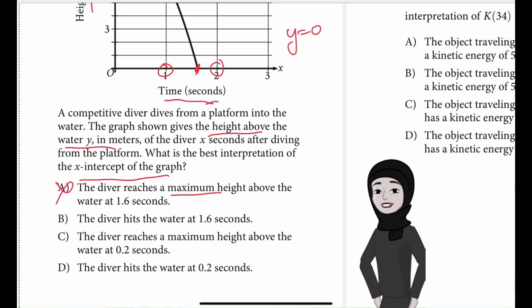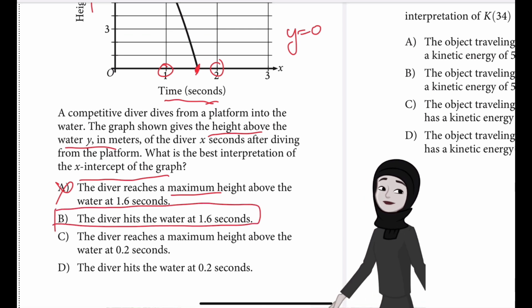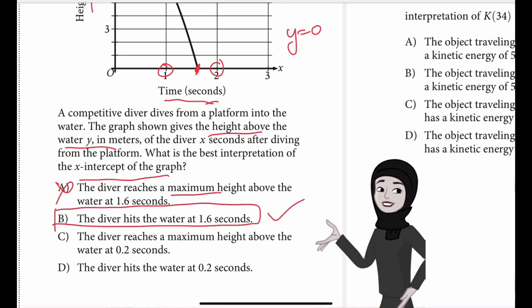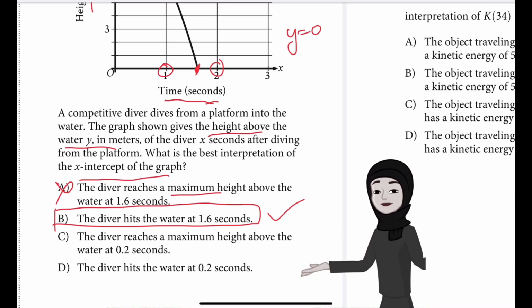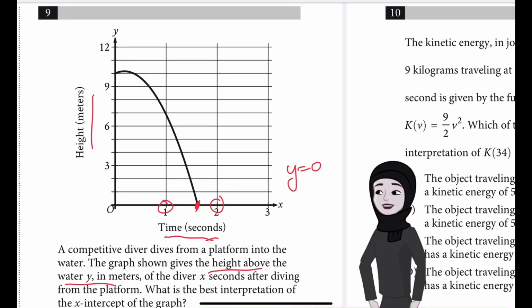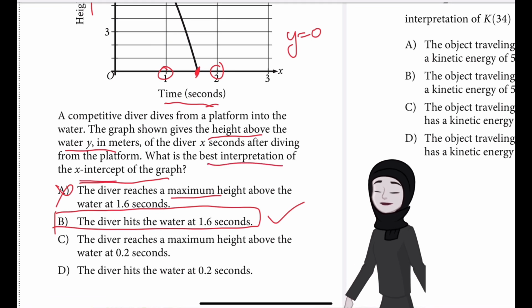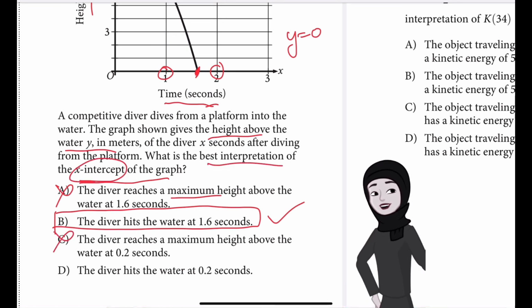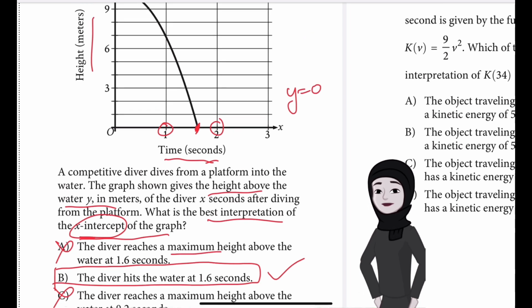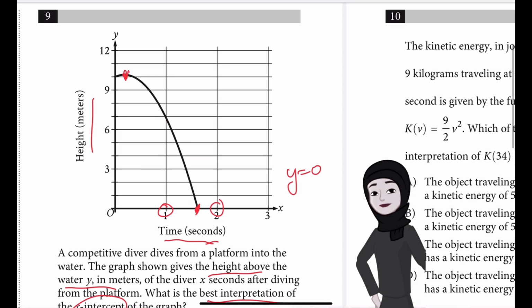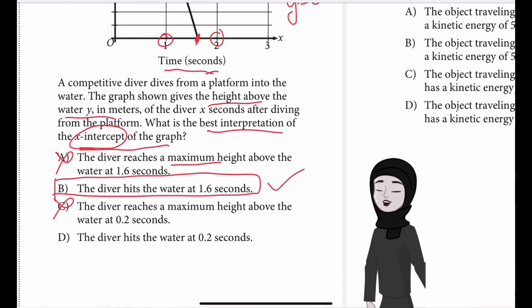The diver hits the water at 1.6 seconds. That means that is correct. And why is C incorrect? The diver reaches the maximum height above the water at 0.2 seconds. So maybe the diver does reach it at 0.2 seconds, but we need the best interpretation of the x-intercept of the graph. Choice C is incorrect. This is the best interpretation of the maximum value, not the x-intercept.